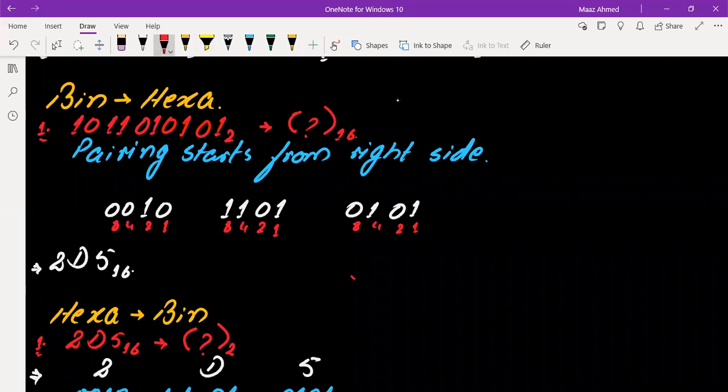Then the next pair is going to be what? 1 0 1 0 was the first pair. Then the second pair is going to be 1 0 1 1 as I've written over here, and finally the last pair will be 1 0 0 1. And for the 0 1, we need to complete all the bits, so we simply place zeros over here.